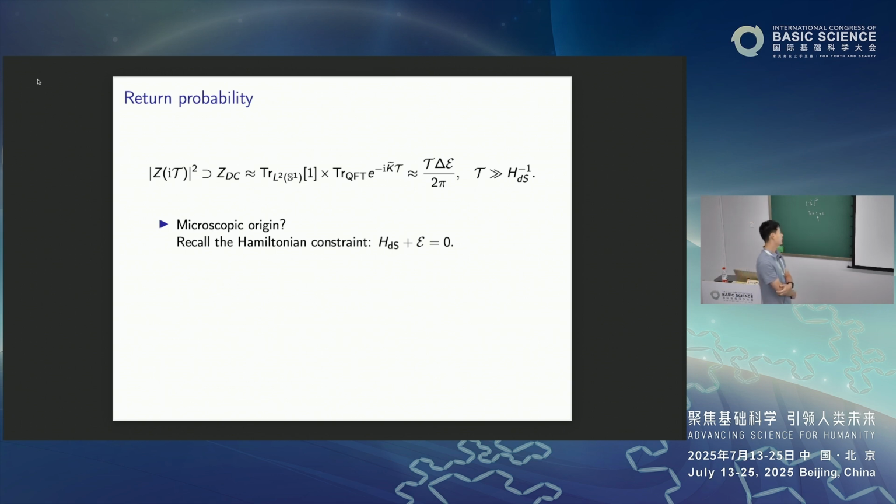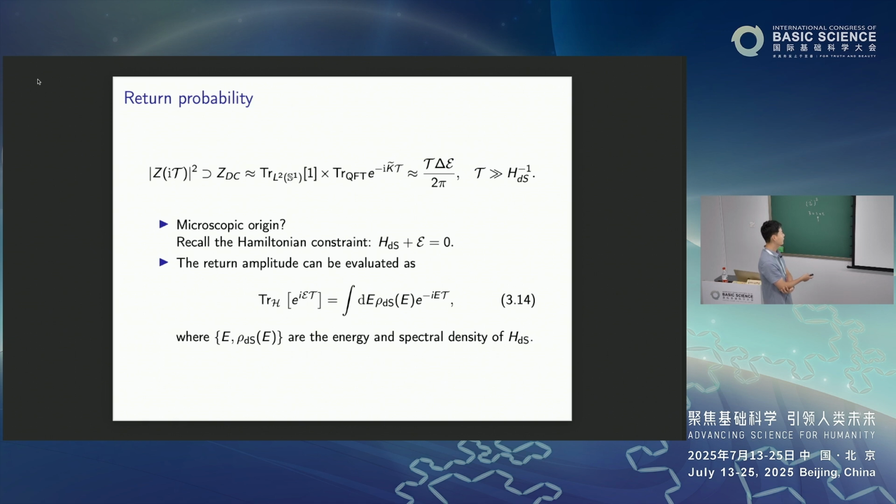So far I'm just talking about the gravitational calculation. We can ask, what is the microscopic origin in terms of static patch de Sitter space? Using the idea that static patch de Sitter is given by the clock union the H de Sitter, imposed with the Hamiltonian constraint.